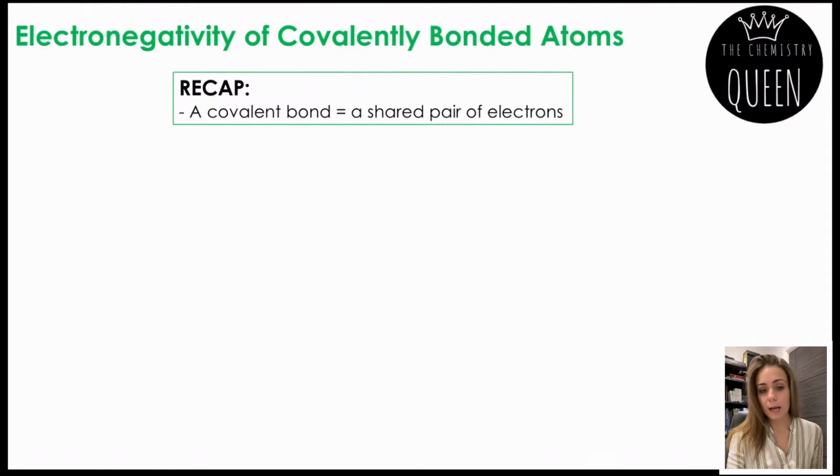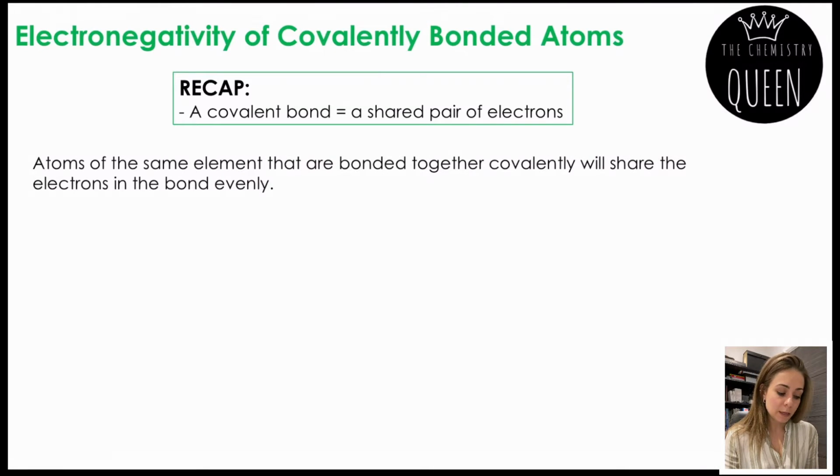Just a very quick recap then, a covalent bond is a shared pair of electrons. Now obviously there is a little bit more to that definition. Now we're looking at A-level chemistry, and it's actually the electrostatic attraction between the nuclei of the atoms that are sharing the electrons and the shared pair of electrons, but I'll elaborate on that a little bit later on. Now when we have atoms of the same element that are bonded together covalently, they actually share the electrons in the bond evenly. So they're shared evenly.